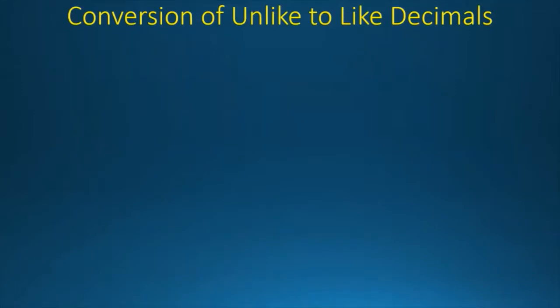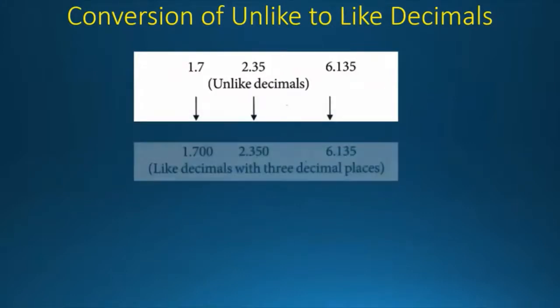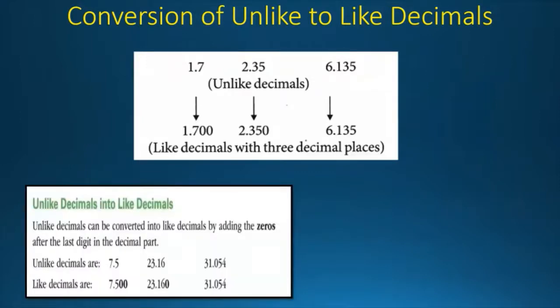Now let's learn about conversion of unlike to like decimals. As we can see here, 1.7, 2.35 and 6.135 are all unlike decimals. Now if we want to convert them to like decimals, we will convert them as 1.700, 2.350 and 6.135, which are now all like decimals as they have 3 decimal places after the decimal point. Unlike decimals can be converted into like decimals by adding zeros after the last digit in the decimal part. So for unlike decimals 7.5, 23.16, 31.054, we'll add 2 zeros after 7.5, we'll add 1 zero to 23.16 and we'll add no zeros at all to 31.054.